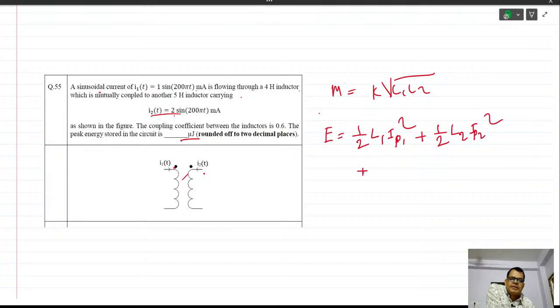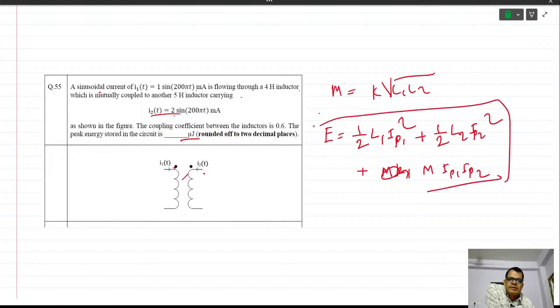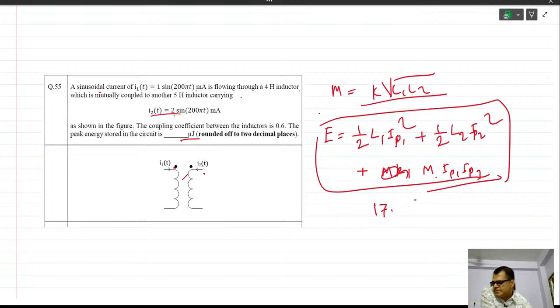Then third is the M, the mutual term, M IP1 IP2. Putting these values, M calculated from here, you will get some 17 point something. How much is it? Yeah, 17.36 microjoule.